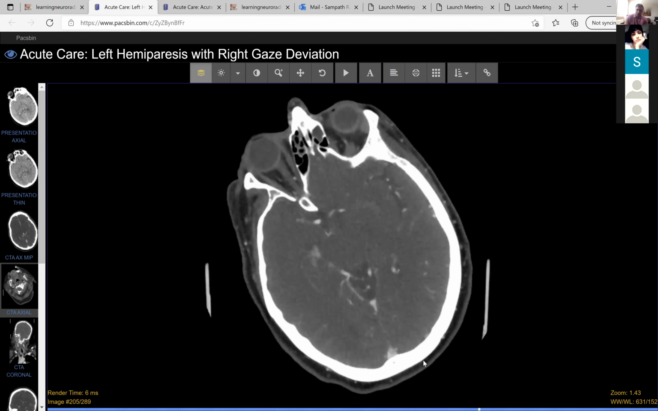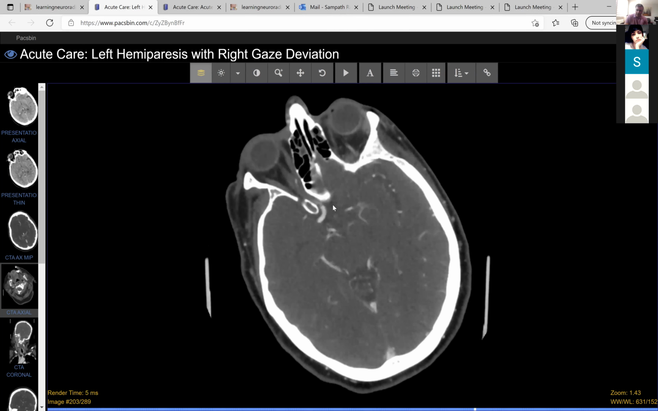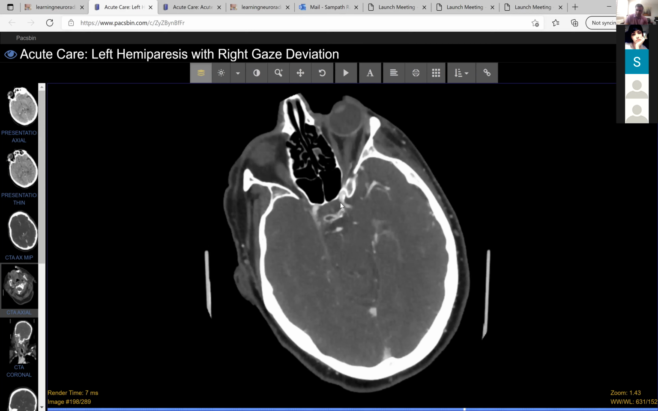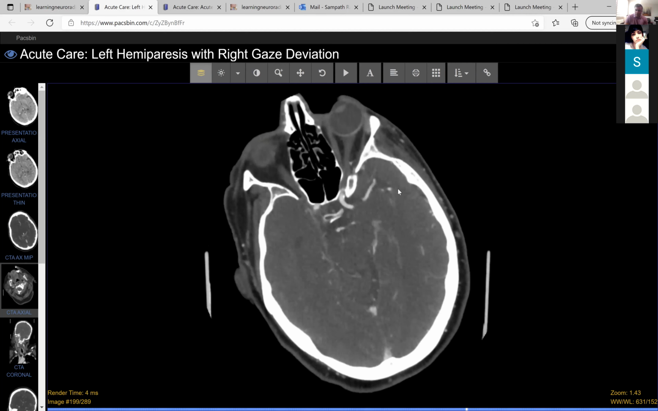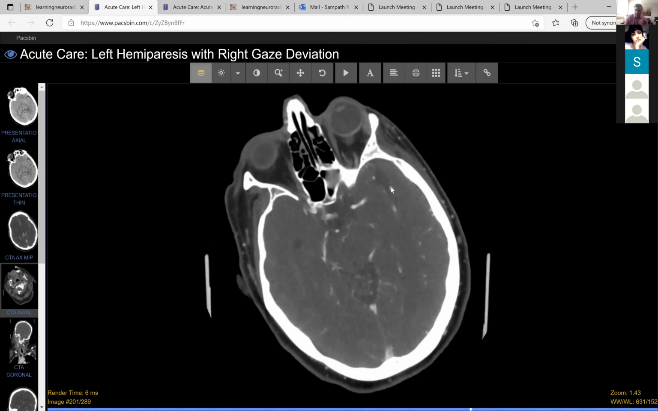So here we are looking at the MCA. This is your middle cerebral artery on the left side, and see how it is fully open, and you can see the branches of the MCA on the left side open.